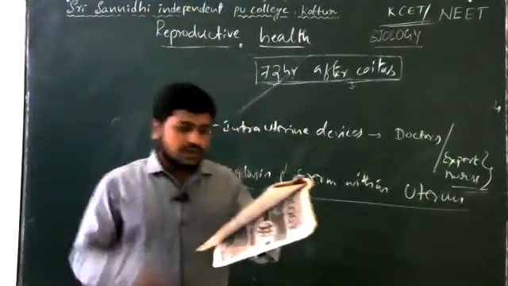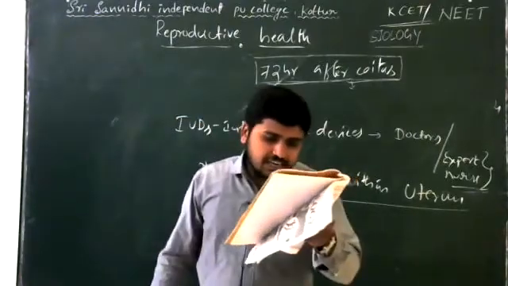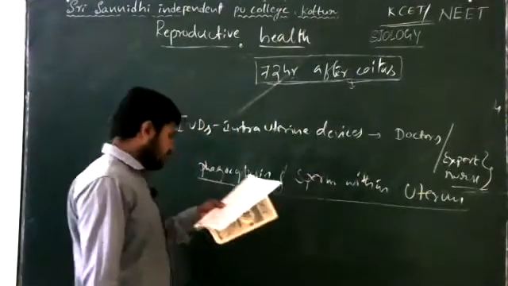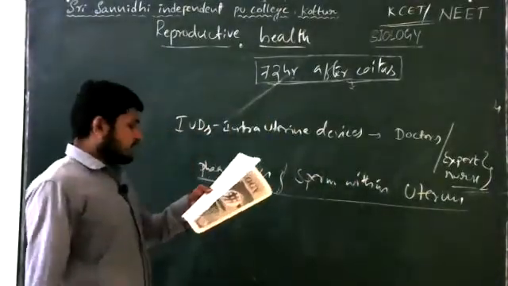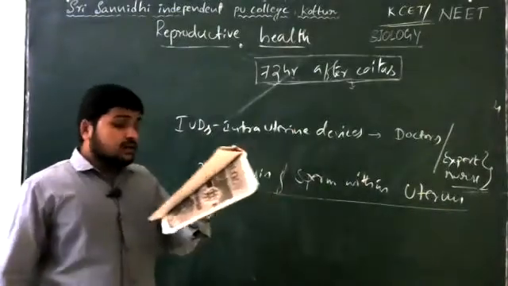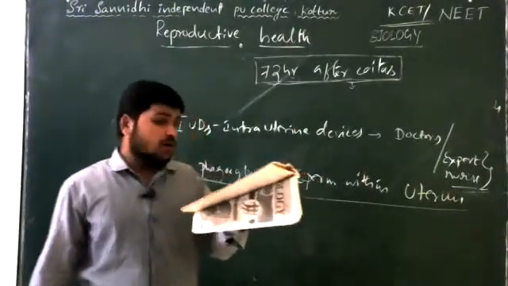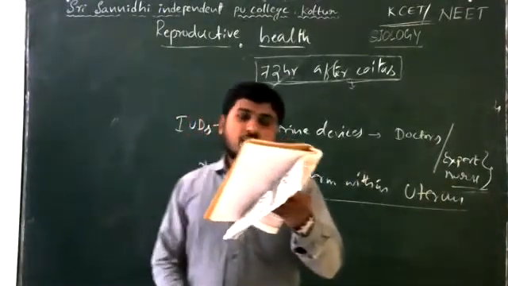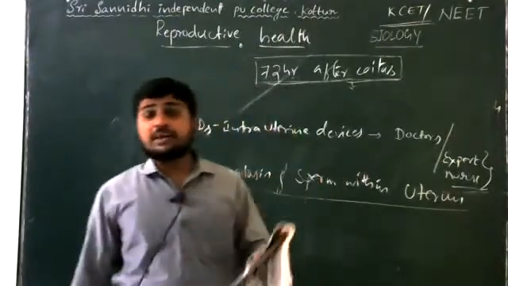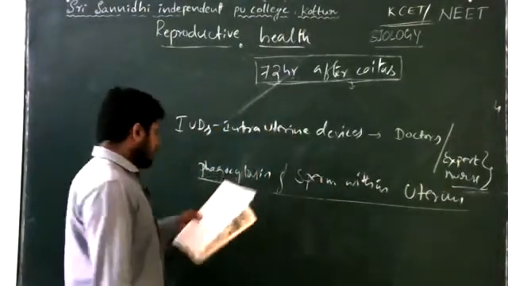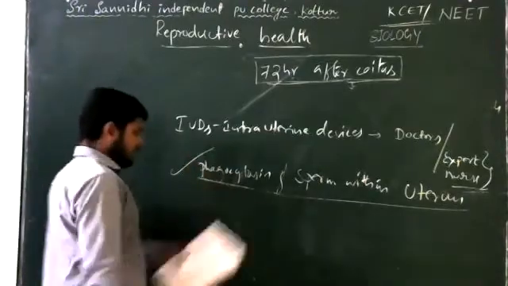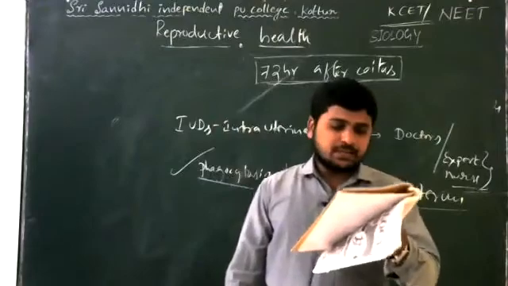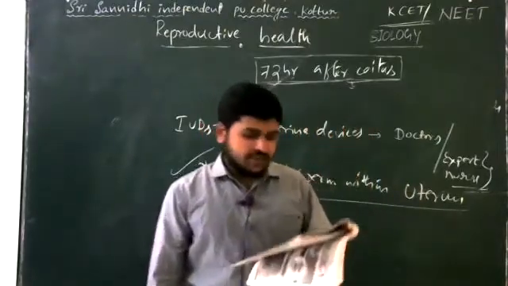Fourth one, intrauterine devices once inserted need not be replaced. That is wrong, so that is also a wrong statement. Whenever the couple wants to have a child, the intrauterine device is removed or replaced. These are temporary methods. That's why the second option, they increase the phagocytosis reaction in the uterus, is the right statement regarding intrauterine devices.